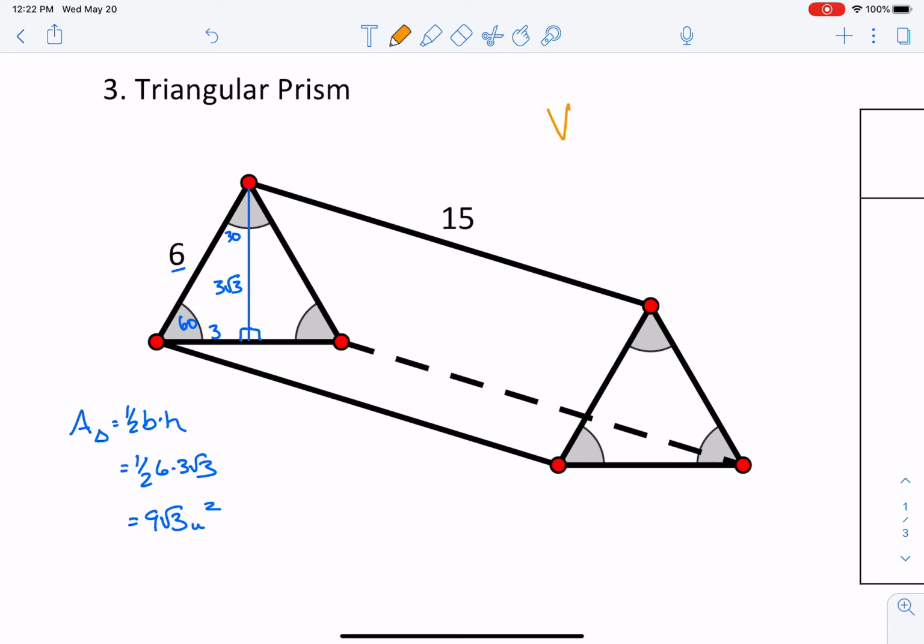We know that the volume of a prism is the area of the base times the height. The area of the base is 9 root 3, and the height is 15. We put those into our calculator. If you would like a decimal approximation, I'll start without the decimal approximation first. And we get 135 root 3. If we're using decimal approximations, we would get approximately 233.8 units cubed.